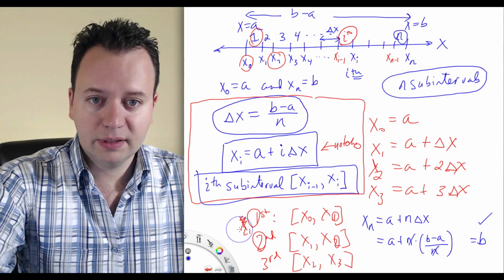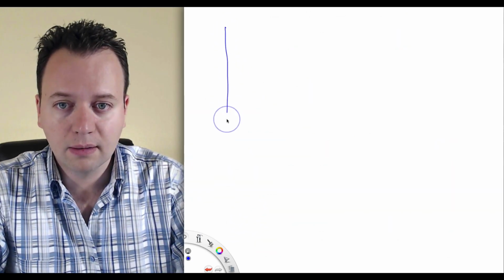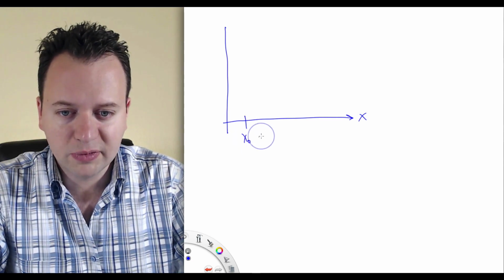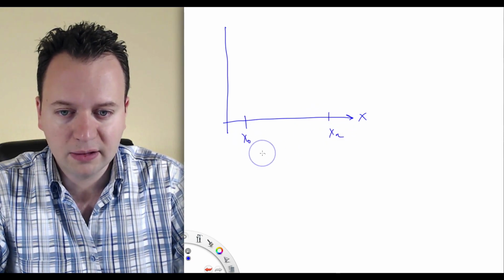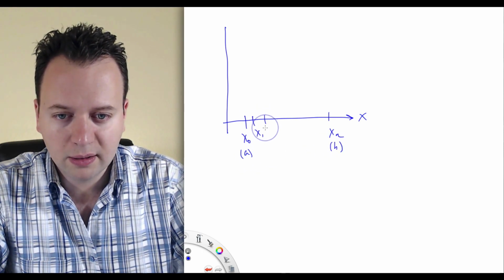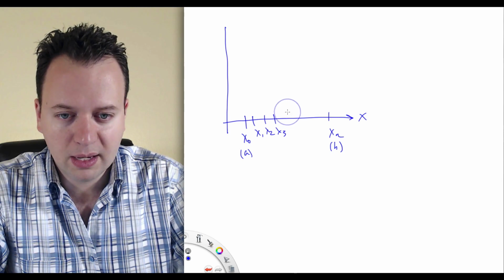So all this is great. Now how do we do the Riemann sum? We have x sub 0 and x sub n. x sub 0 is a, x sub n is b, and then we have x1, x2, x3, and so forth.